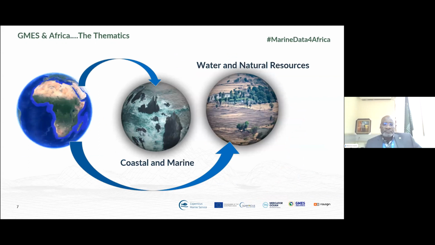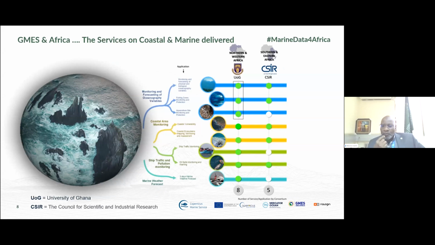In terms of thematics, these eight consortia are implementing the program through two thematics. We have water and natural resources, and we have coastal and marine. I will not talk here about water and natural resources. I will just talk about the thematic we are discussing right now, the coastal and marine thematic. In the GMES and Africa program, phase two, we have consortia implementing activity on coastal and marine. I'm very happy that representatives are here from the University of Ghana and the CSIR. In terms of products they are delivering, you will find more details during the presentation. It is about monitoring and forecasting oceanography variables, and in terms of coastal and area monitoring, ship traffic and pollution monitoring, and marine weather forecasting.